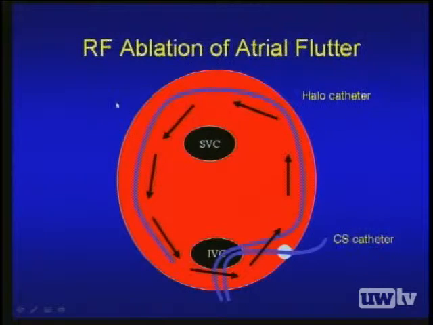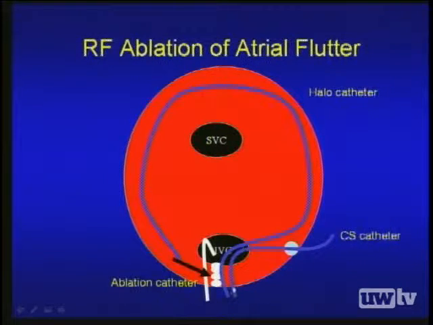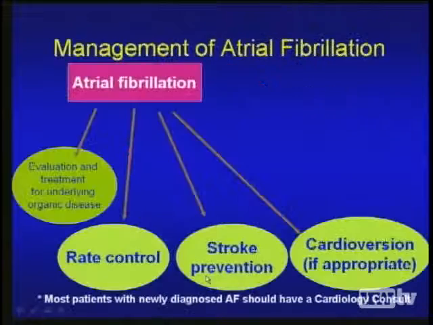And the way it's done is this is the tricuspid annulus, superior vena cava, inferior vena cava. We place a so-called halo catheter, a mapping catheter, right around the tricuspid annulus, a reference catheter in the coronary sinus, and then we simply bring an ablation catheter that ablates a line between the inferior vena cava and the tricuspid annulus. So again, it's a fairly straightforward procedure associated with very low risk and a high success rate.